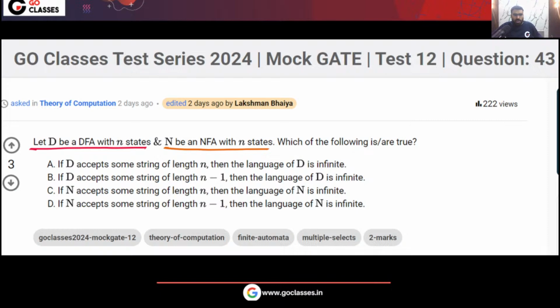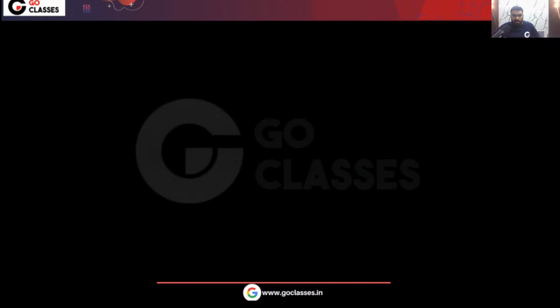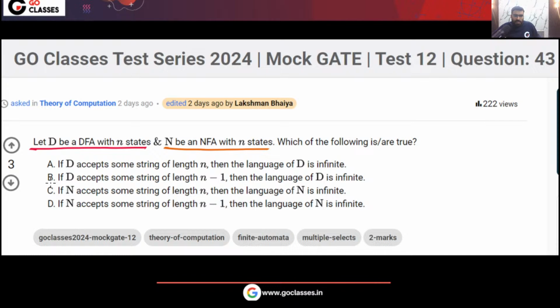Which of the following is or are true? The first option is saying, if D accepts some string of length n, then the language of D is infinite. The next option, if D accepts some string of length n minus 1, then the language of D will be infinite. Let me first check option B, because if B is true, then automatically A will be true.